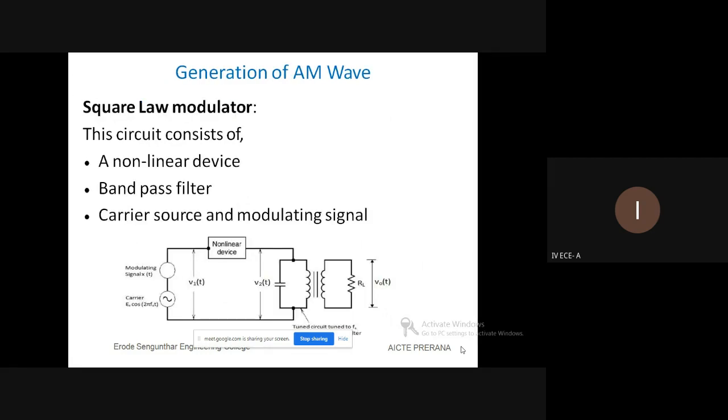Square law modulator. This circuit consists of three components: a nonlinear device, a bandpass filter, and a carrier source and modulating signal. These are the important elements present in this square law modulator. The circuit diagram for this is shown below.